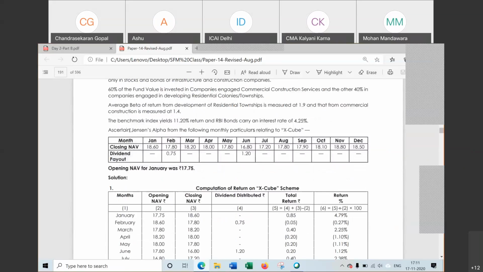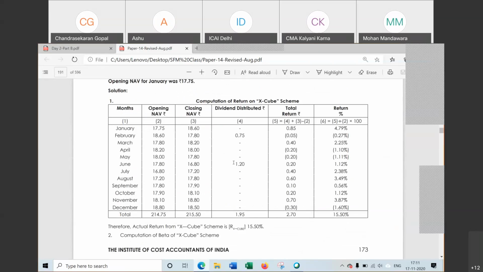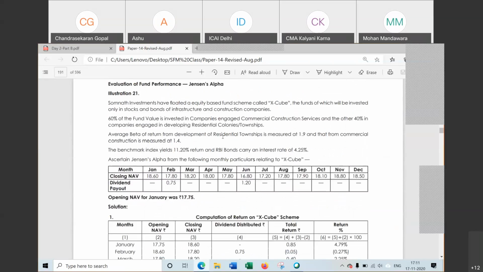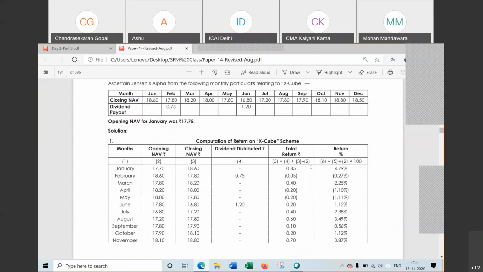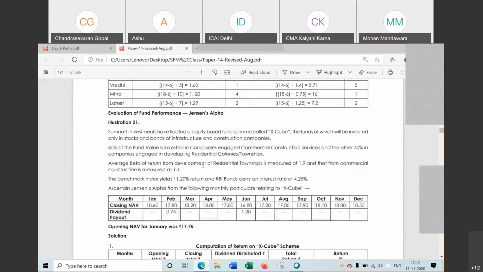So the question has mentioned that we have to find Jensen alpha. For Jensen alpha we need actual return and CAPM return. So we will find two things, CAPM return and actual return for these two types. There are two schemes, residential township and construction. So step one is done. First computation is the calculation of beta. Combined beta, that is portfolio beta, will be calculated first. The scheme is one, equity based scheme XQ, but two betas are given, for the 60% of investment in this and 40% in this one. So first we need to find the beta.